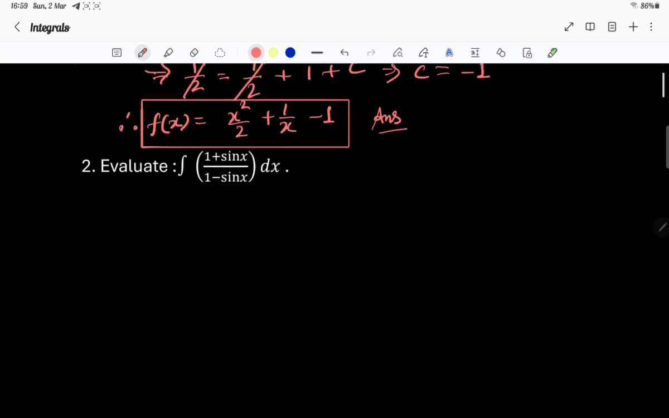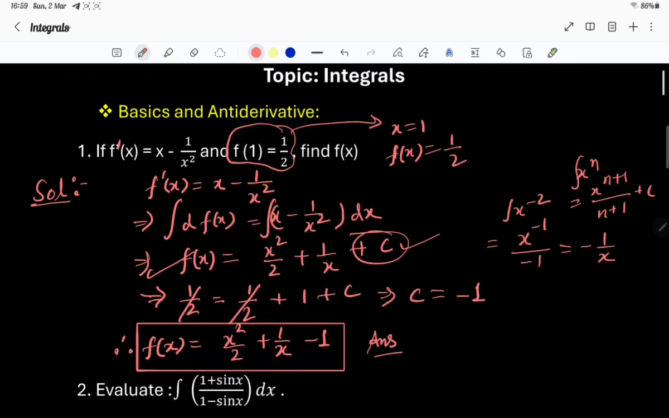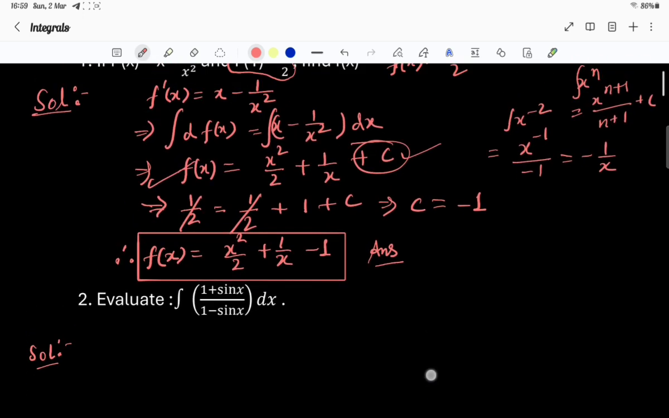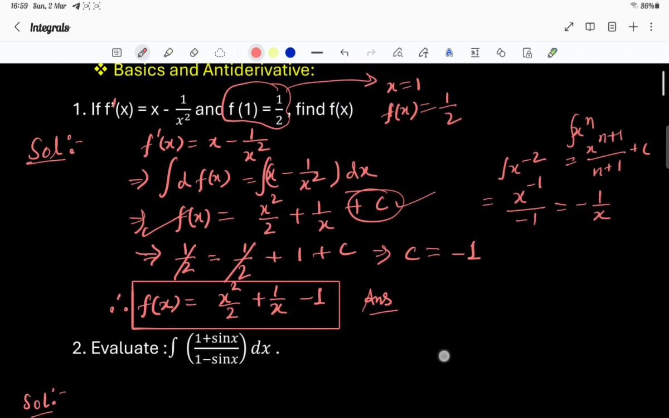Then question number 2. Now, question number 1 can be given to you with any type of function. Here I took f dash x as x minus 1 by x square. Similarly, they can give you f dash x equal to any function.